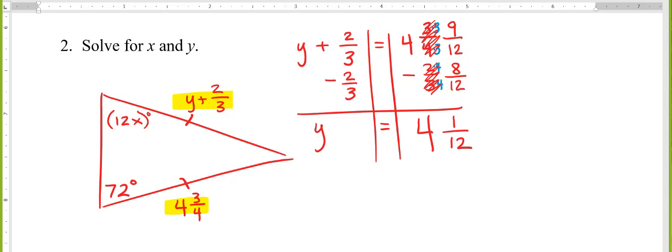Now let's talk about the angles. What do we know about those two angles? They're equal to each other. So 12x has to equal 72.